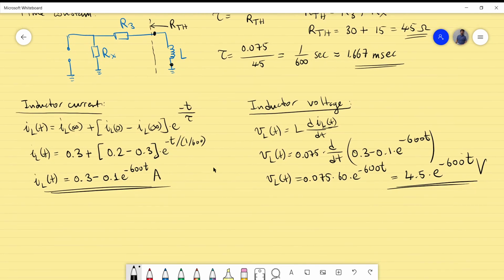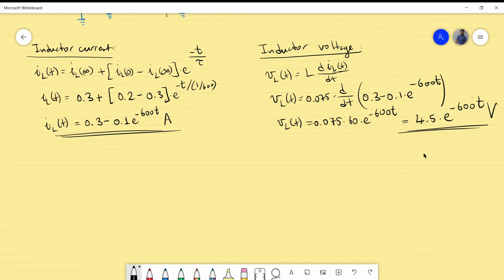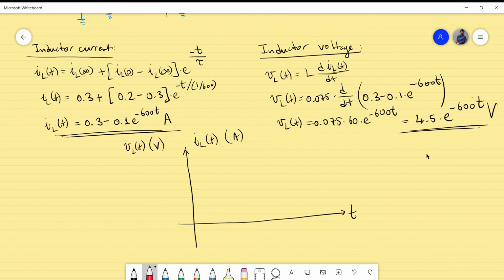Okay, let's draw again the picture for inductor voltage and inductor current. So let's do that. This is a sketch. We have the time, we have the inductor current, which we do in amperes, and we have the inductor voltage, which we do in volts. I will draw the inductor current in red, and the inductor voltage in blue. If you look at this carefully, at time equals 0, this will be 0.3 minus 0.1, that will be 0.2, and it will grow to 0.3.